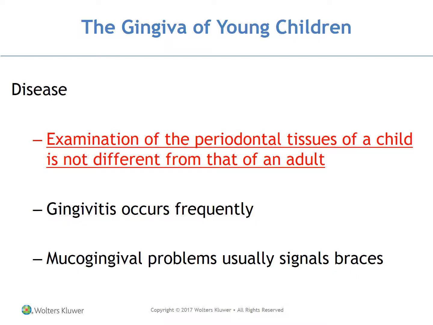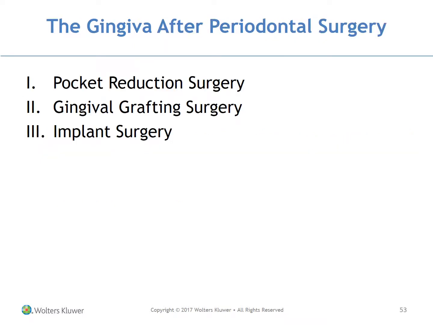Okay, let's talk a little bit about the gingiva of young children. You do need to examine their gingival tissues. They get gingivitis just like adults do, okay? Especially with diabetes in children being on the rise, type 2 diabetes. We need to really watch this, look for that bleeding and that inflammation. And then mucogingival problems usually do signal the necessity for braces.